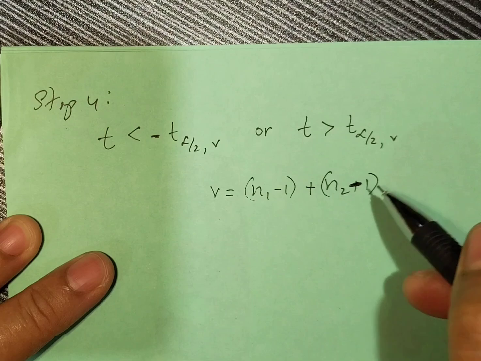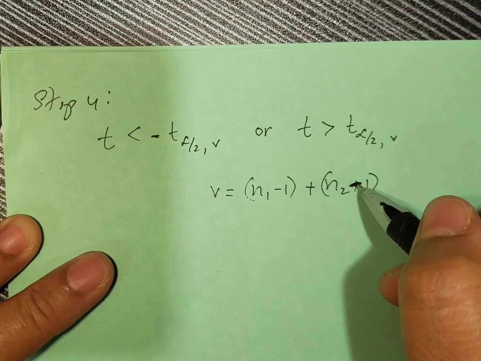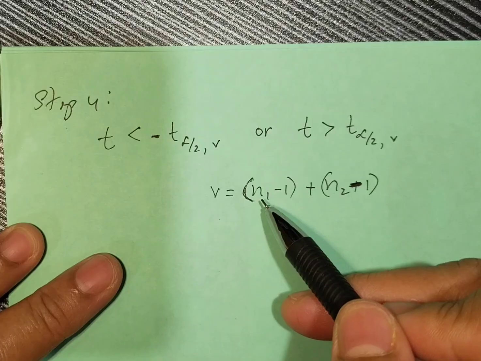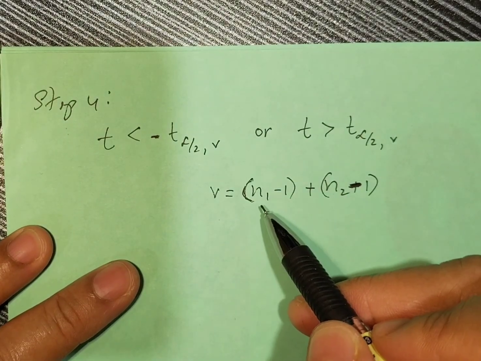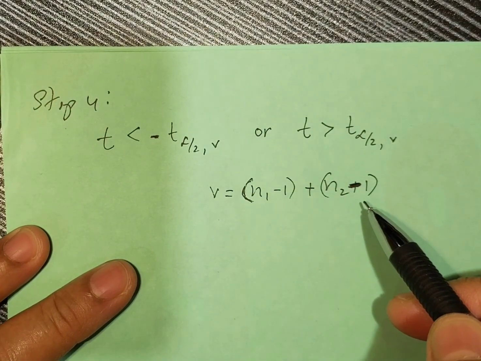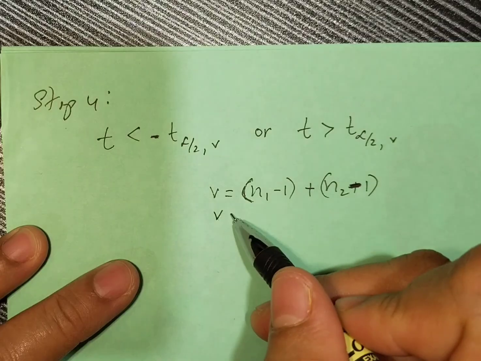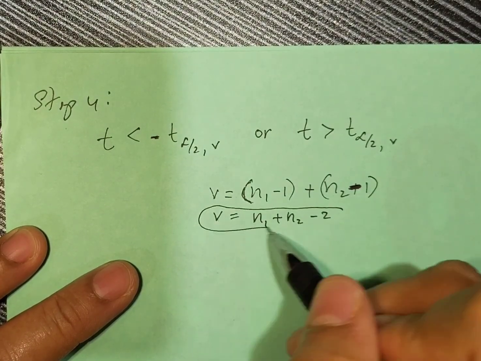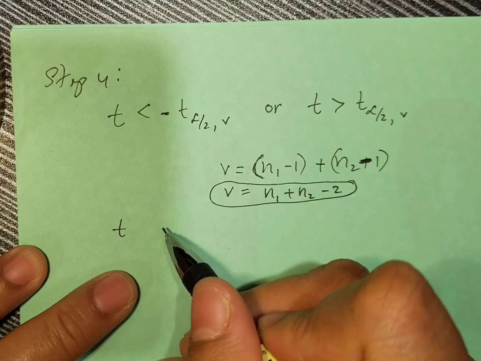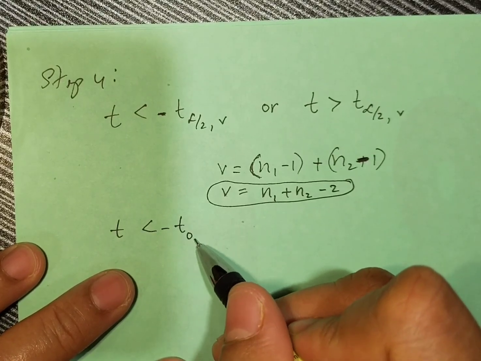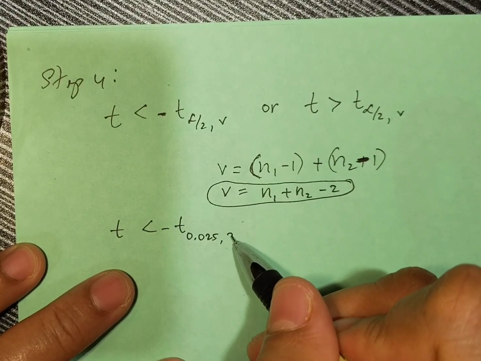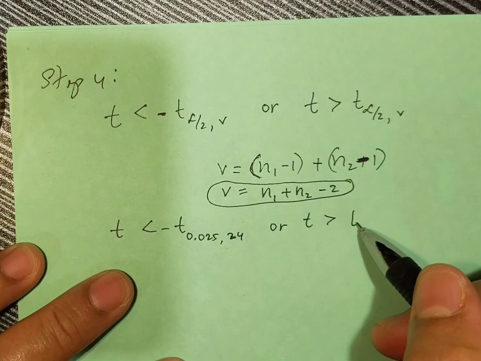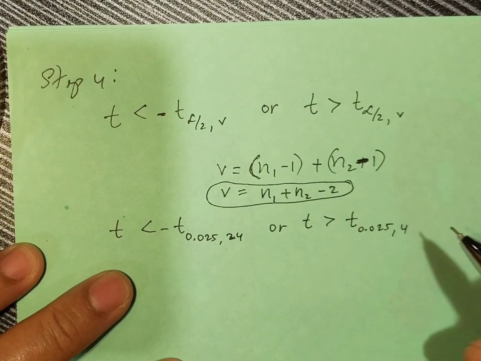So, we added the two degrees of freedom, no, for the two samples, because this is usually our formula for the degrees of freedom. It's n minus 1. So the first group n1 minus 1, your second group n2 minus 1. So your final degrees of freedom is n1 plus n2 minus 2. Okay, so we are looking at the t less than negative t at 0.025, degrees of freedom 24, or your t is greater than the t at 0.025, 24.